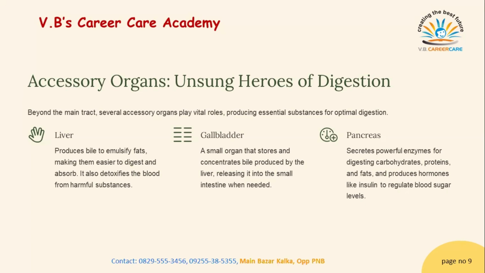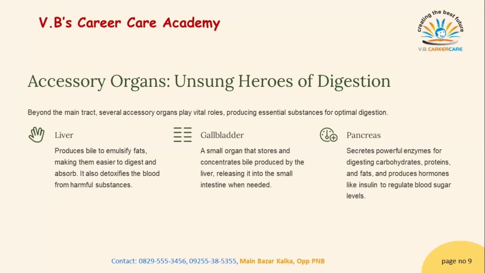So we have identified the liver in the diagram which we have seen before. Liver is basically the largest gland of our body. It produces bile juice, and that bile juice helps to emulsify fats. Emulsify means breakdown of large fat globules into smaller ones, and that helps in easier digestion. The liver also detoxifies the blood from harmful substances.